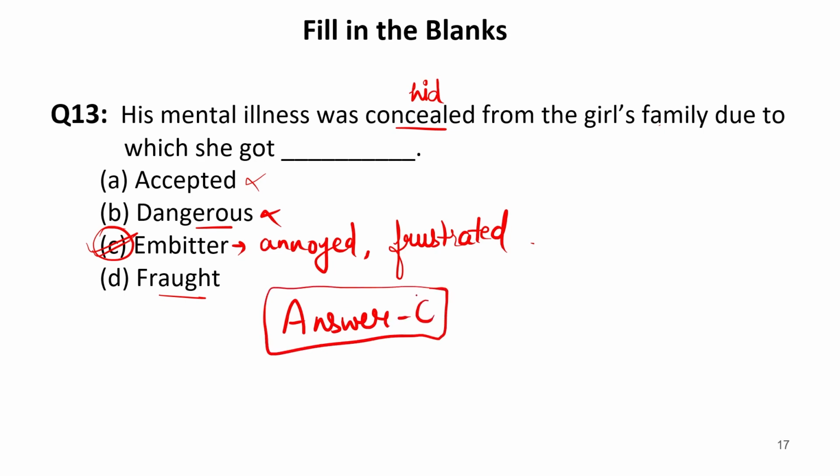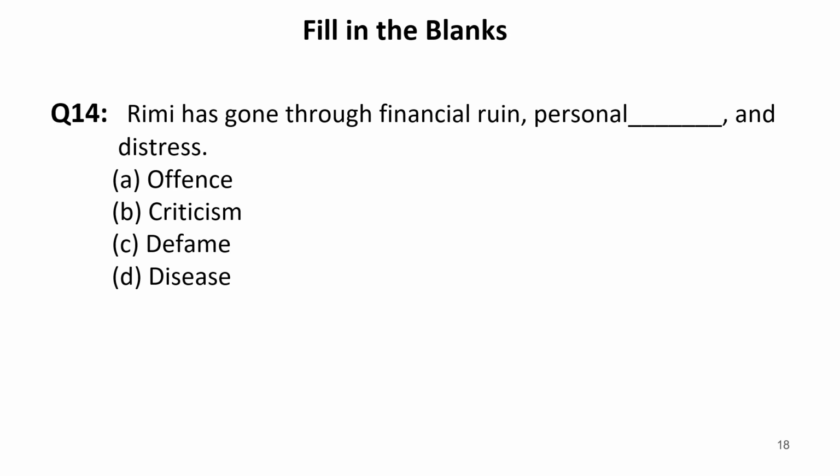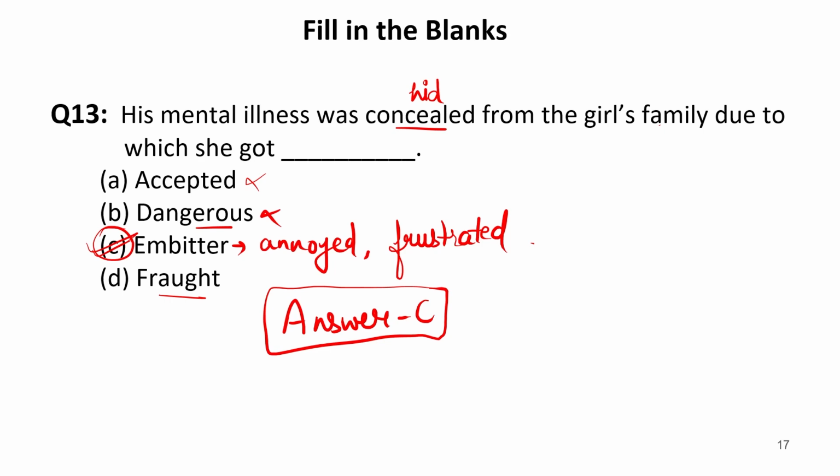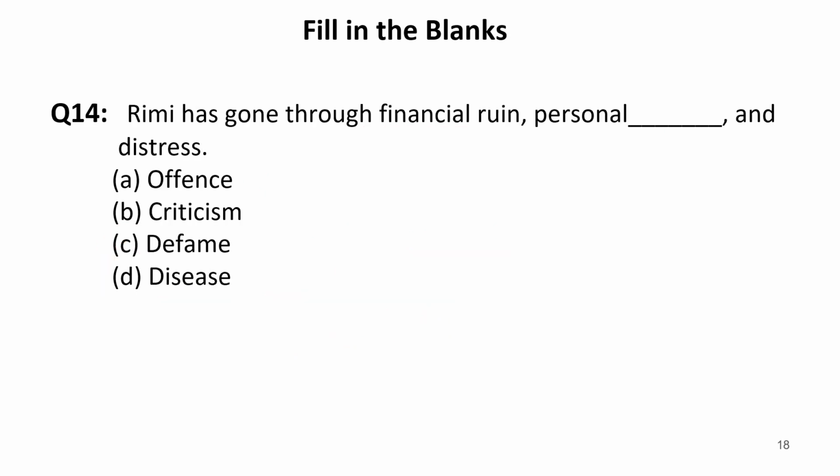Now let us move to the next sentence. Rimi has gone through financial ruin, personal dash and distress. Distress means sadness, depression. That is the 14th. Rimi has gone through financial ruin, personal dash and distress. Financial ruin means financial damage or destruction. Maybe she faced a financial crisis. Then personal dash and distress. Distress means disturbedness, sadness, depression.